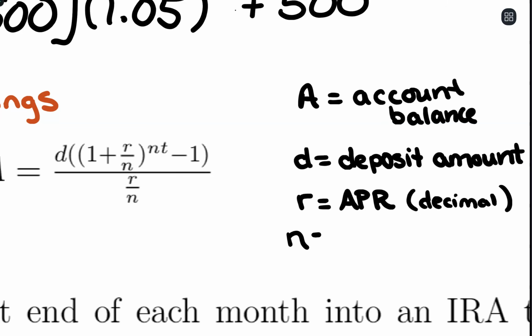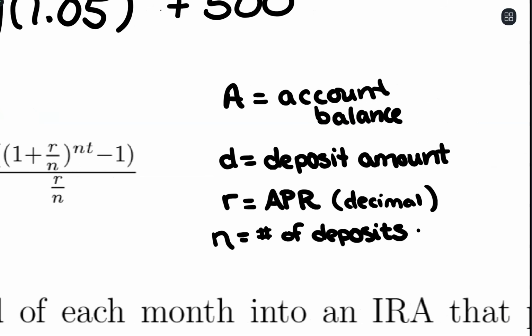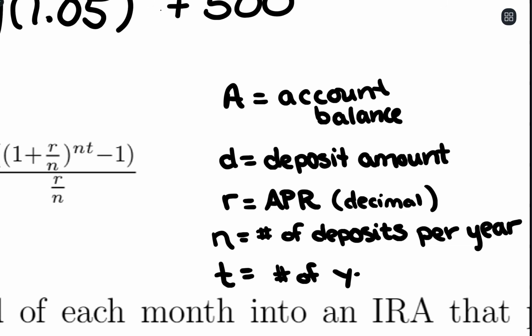N, where N before represented the number of times it compounds per year. Now this is going to be the number of deposits per year. So like up above, it was annual, so we would just have N equals 1. But if it was monthly deposits, then we would have N equals 12. And then our last piece is T, which is the number of years that have passed.